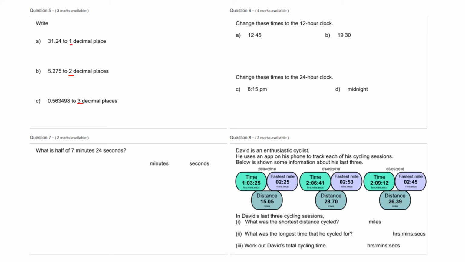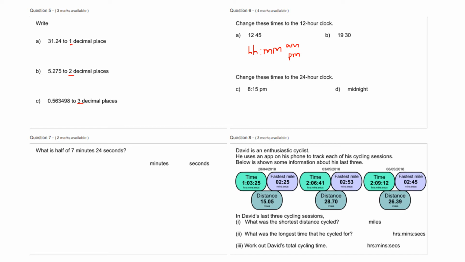Question 6, I want you to change these times to 24-hour clock. The format the answers are on is like this. So hour, colon, and then it's your minutes, again 2 digits for your minutes, and then you need to put either AM or PM. Okay.